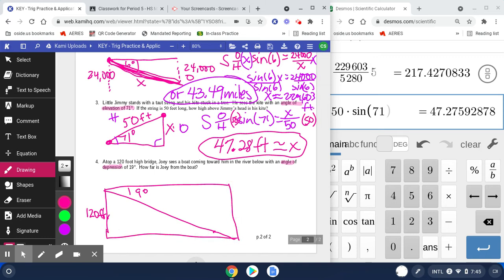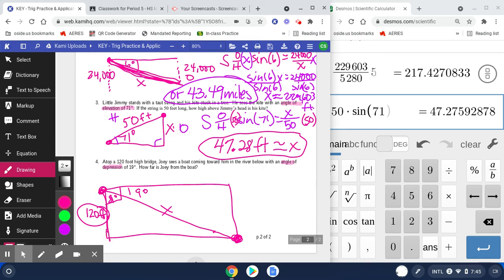And how far is Joey from the boat? So here's the boat over here. Here's Joey. So again, when I say these angle of depressions can be done a couple ways, you can actually subtract 90 minus 19. So notice how you would get 81 for this little missing angle here. And you could use this 120 and you could find out how far is Joey from the boat as you're going for a missing hypotenuse.